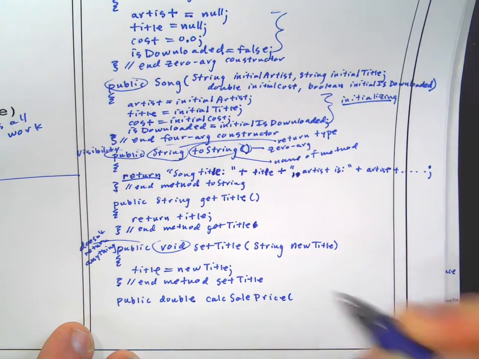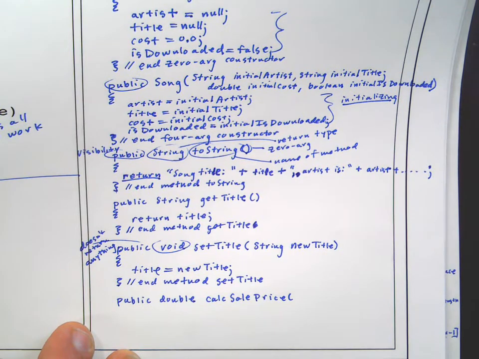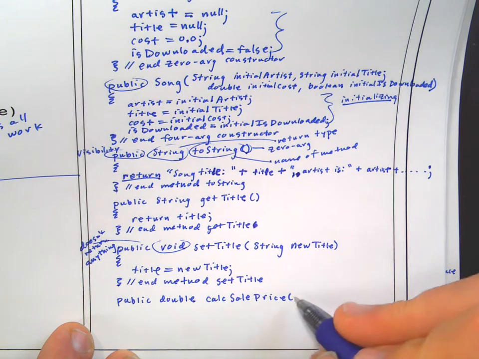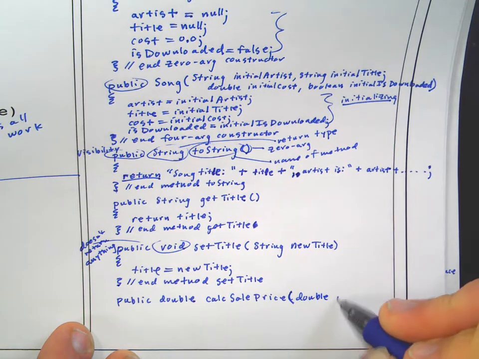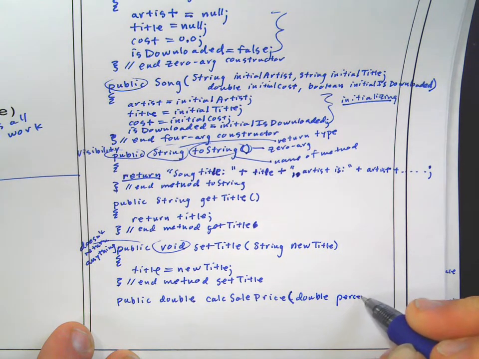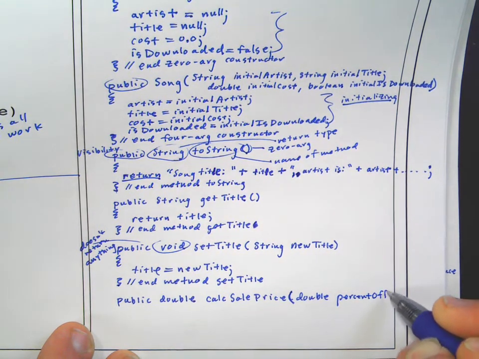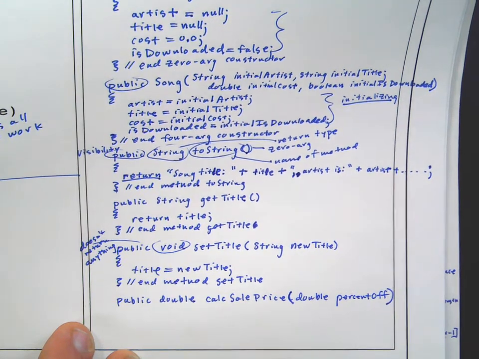Calc sale price. Now, if there's a sale and we're trying to calculate the new price, then we probably need some information that tells us what the sale is. So let's say that we're going to receive a double that we want to call percent off. So let's say it's a 70% off sale. Well, then we're going to put 70.0 in there. Okay.